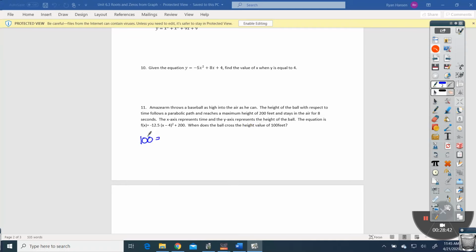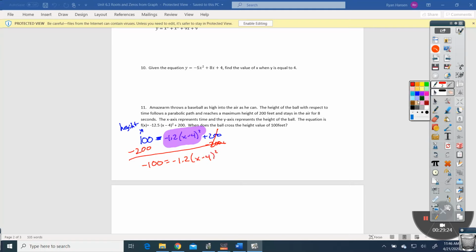So again, I'm just going to put 100 in place of f of x because this is the height. So I can replace that f of x with the height equals negative 12.5 times x minus 4 squared plus 200. Since this is squared and I don't have any other x's, I can just get this stuff alone to solve. I don't have to use the quadratic formula because there's only one thing being squared. So now I'm going to subtract that 200 from the right so that it's gone. What I do to one side of the equal sign, I do to the other. So negative 100 equals negative 1.2 times x minus 4 squared.